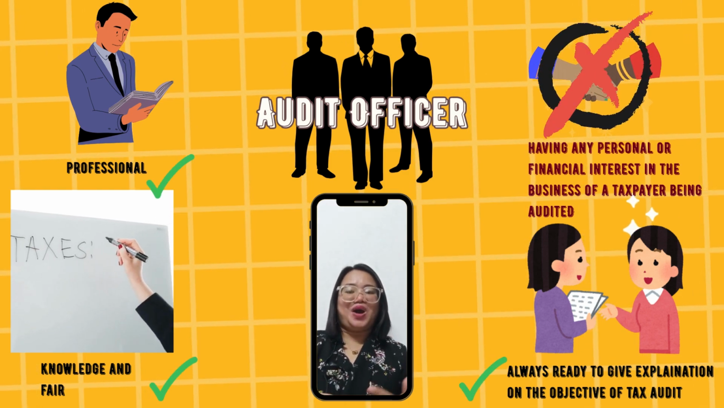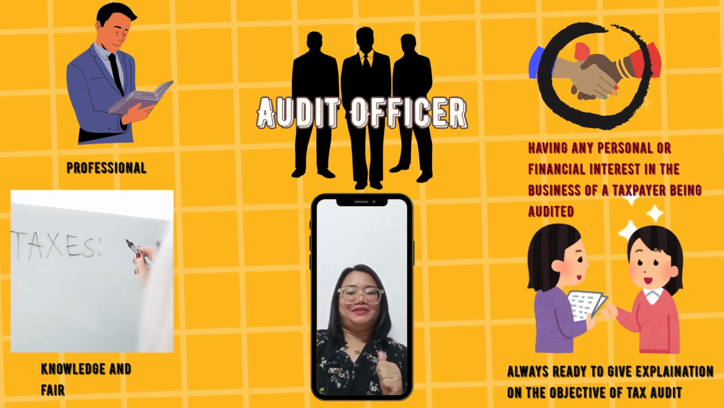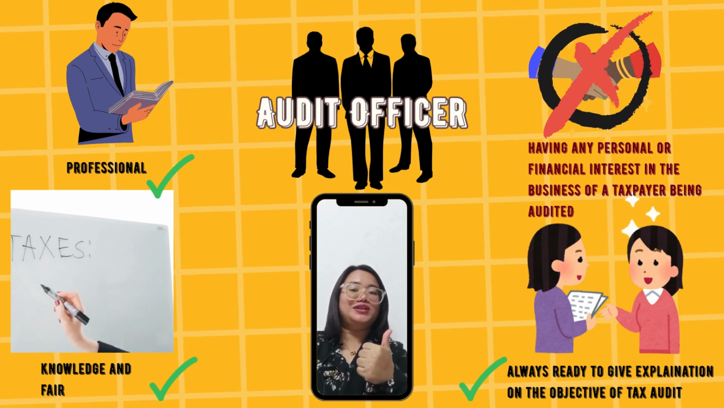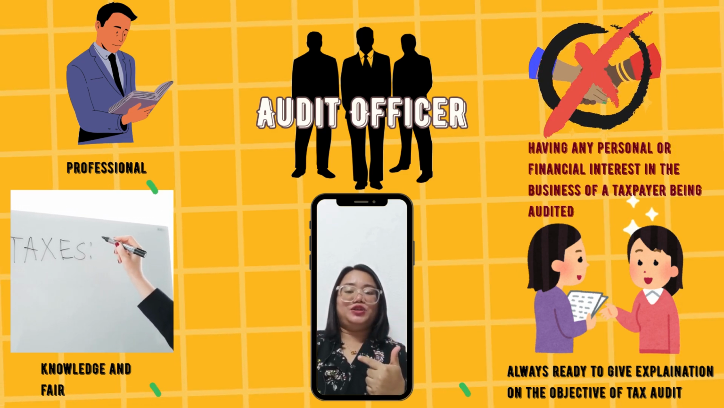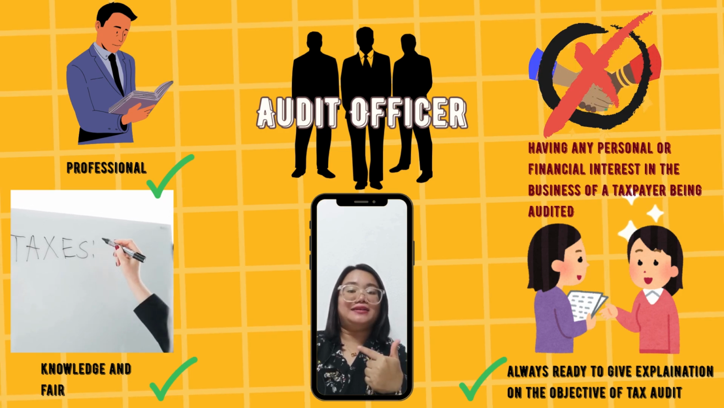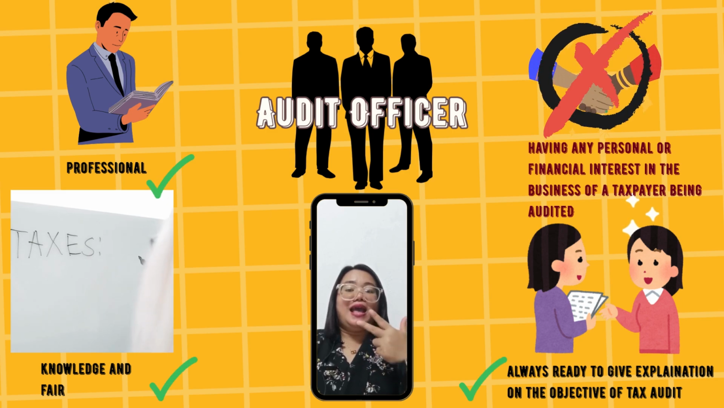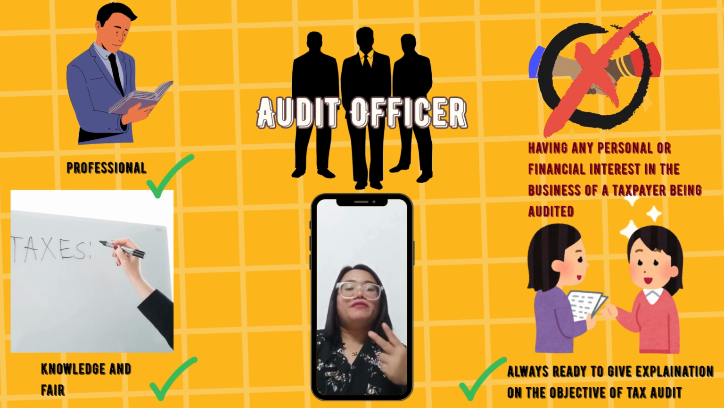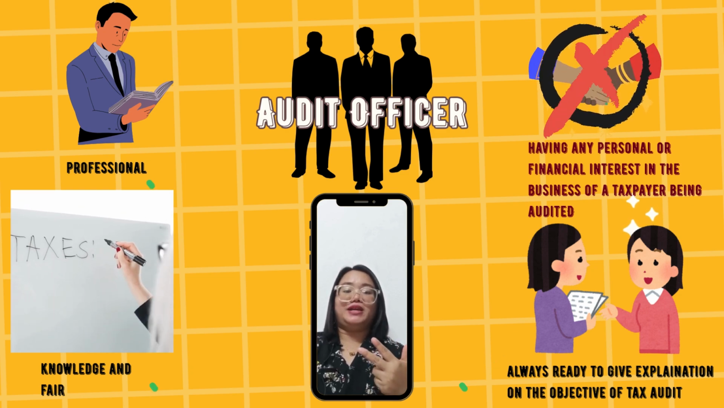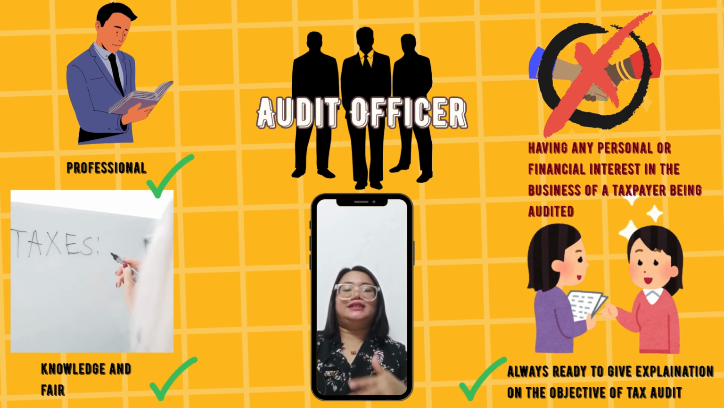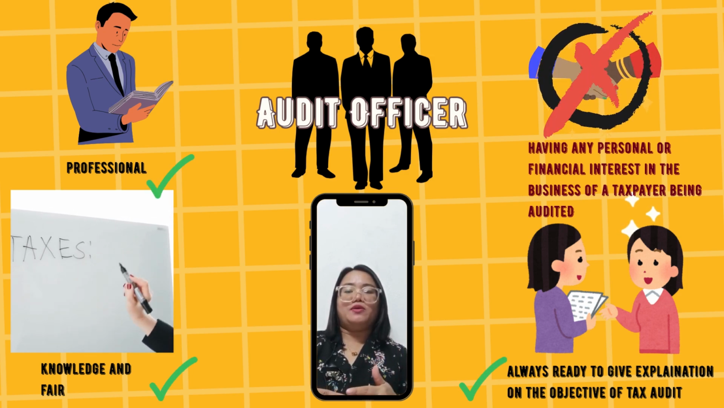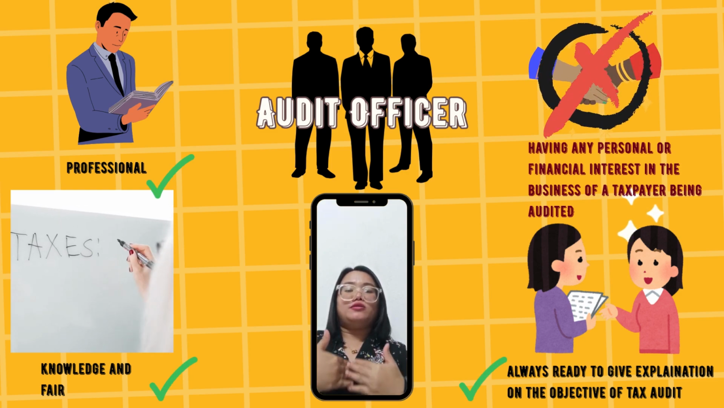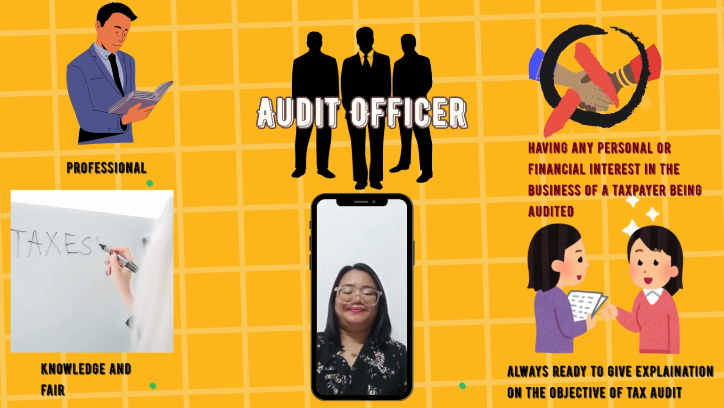Let us start with the audit officer. A good audit officer must be professional, honest, and fair, always ready to explain the purpose of the audit and the rights of the taxpayer, and they should never have personal or financial interest in the business being audited. Besides, they are not allowed to abuse their power, recommend a specific tax agent, or accept gifts or any payments.